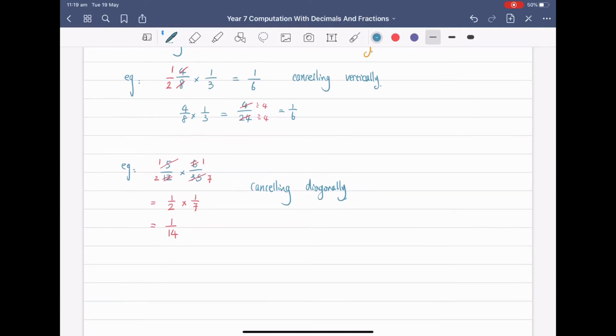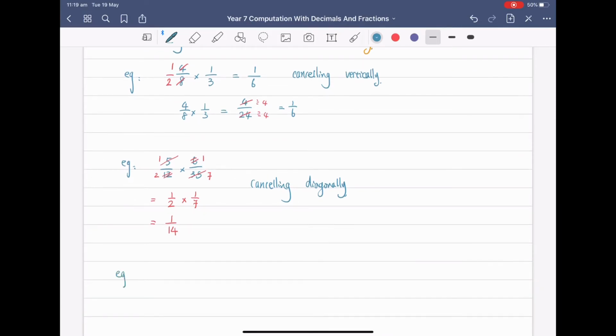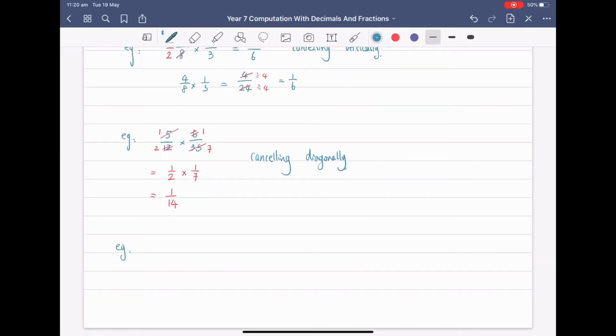Right. What I'm going to show you in the next example is that we can combine vertical and diagonal ways to cancel the terms, all right, to simplify the fractions first before we multiply. So let me just give you some large numbers. We'll have 18 over 30, and then times by 14 over 36. That's a nice number here.